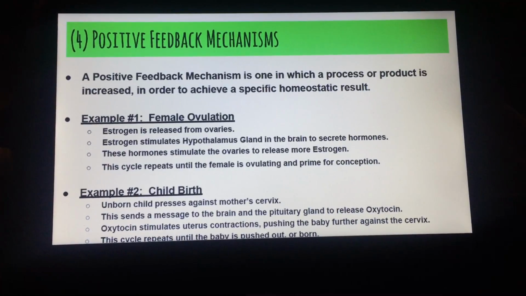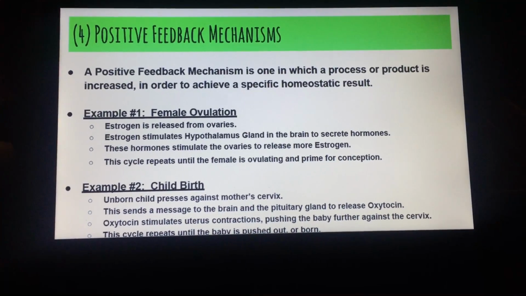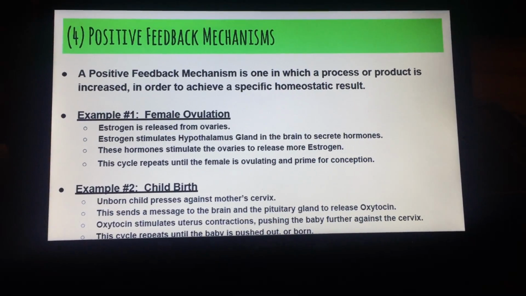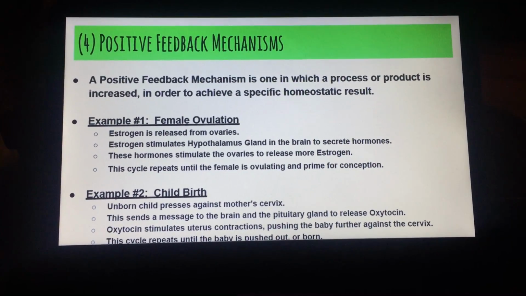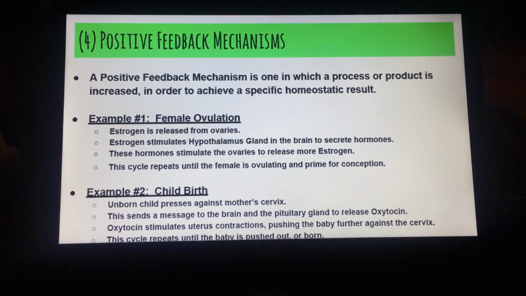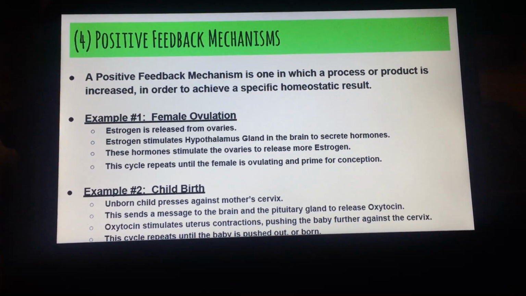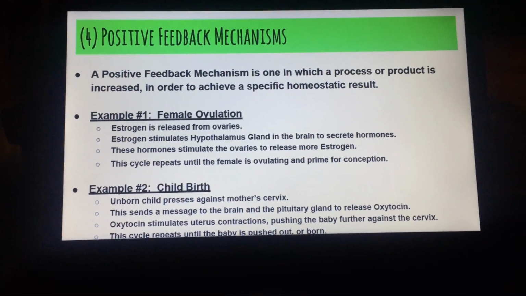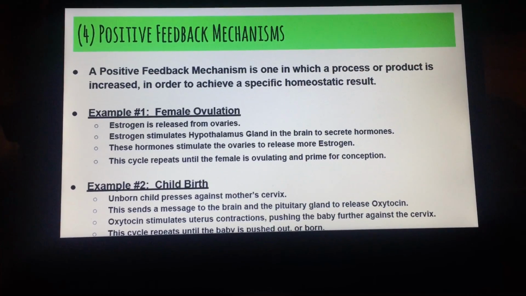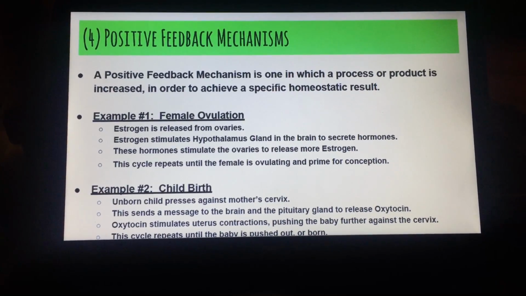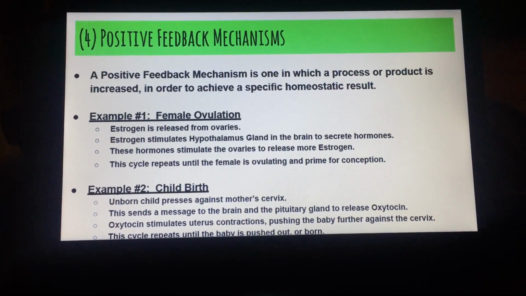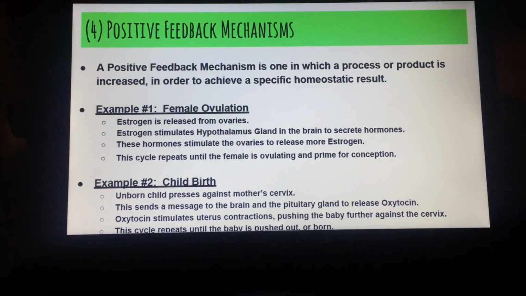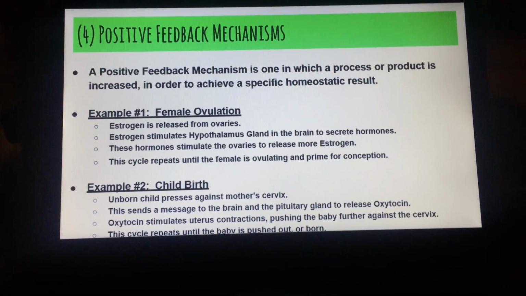So my first example of a positive feedback mechanism is ovulation in a female. Ovulation refers to the release of an egg from a female's ovary right before she'd be ready to conceive each month during her cycle. In order to stimulate ovulation, estrogen is released from her ovaries, and the estrogen stimulates her hypothalamus in her brain to secrete more hormones. Those other hormones stimulate the ovaries again to release more estrogen.